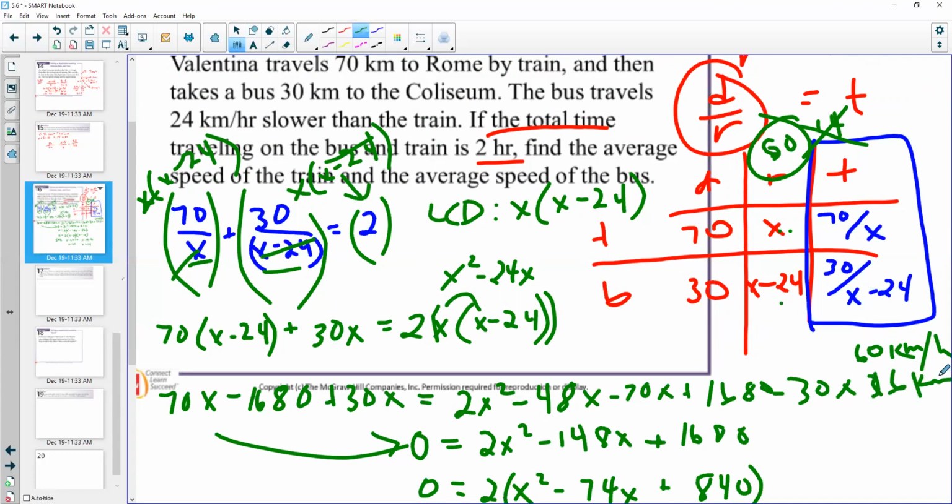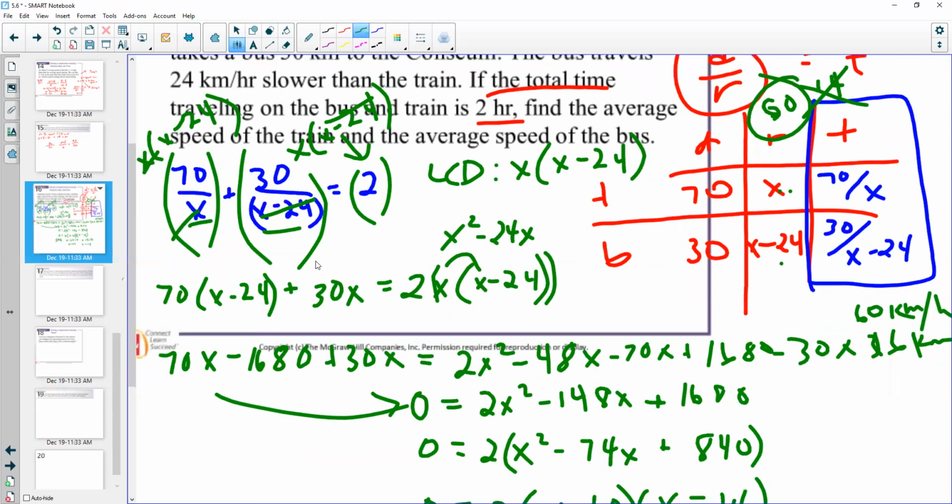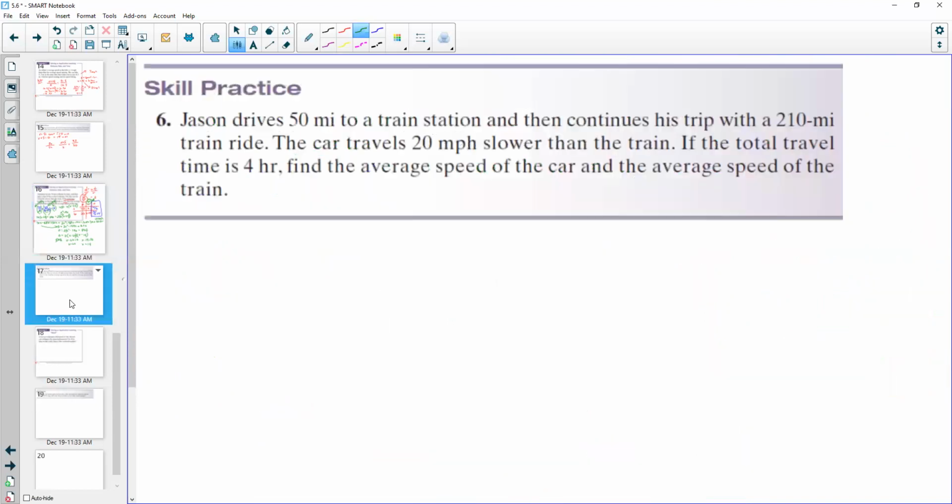Okay, I know that's complicated. There's a lot of moving parts, but that's kind of the hardest version of this right here. You can do this. Let's try another. We're going to set it up the same way. Jason drives 50 miles to a train station, then continues his trip with a 210-mile train ride. The car is 20 miles an hour slower than the train. If the total travel time is 4 hours, let's find the average speeds.